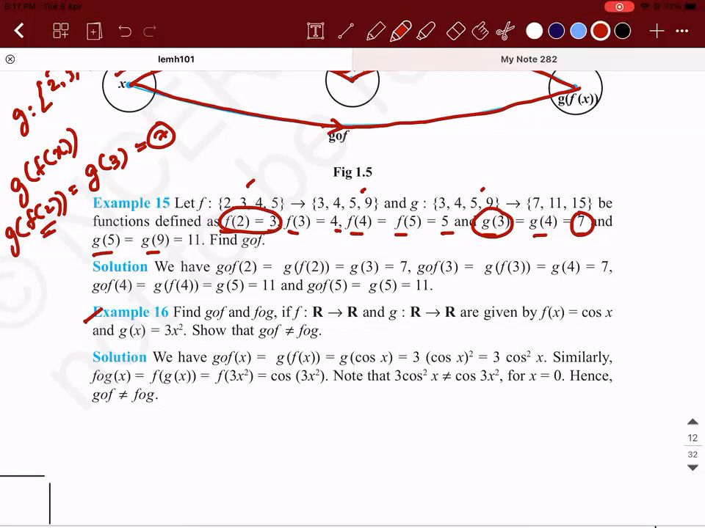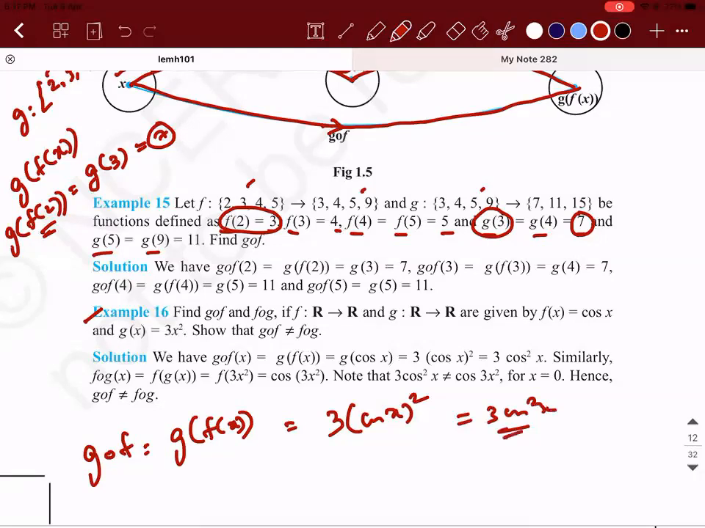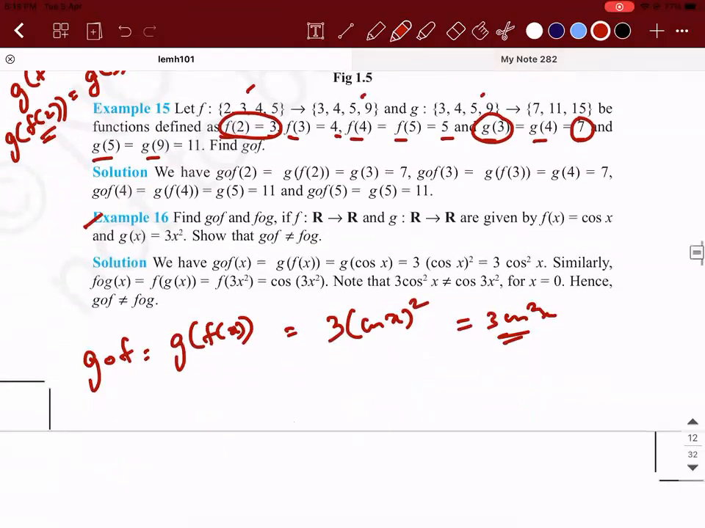So what is g circle f? g of f of x. Do it fast. So g circle f is equal to g of f of x. So g is 3x square, so I'll write it as cos x square. So 3 cos square x is what is correct, right? 3 cos square x is g of f of x.